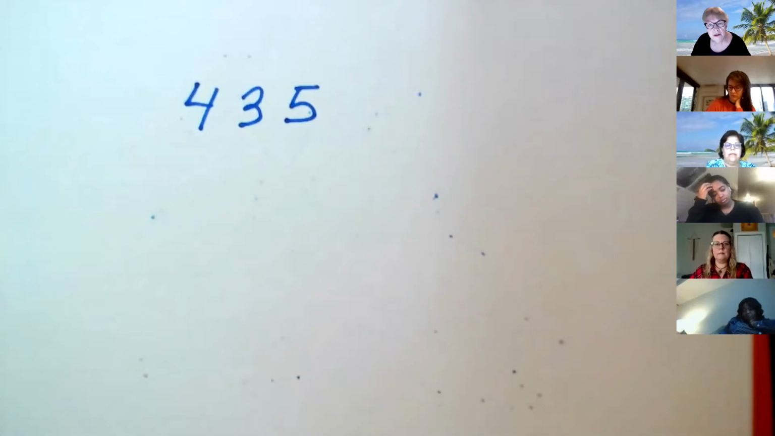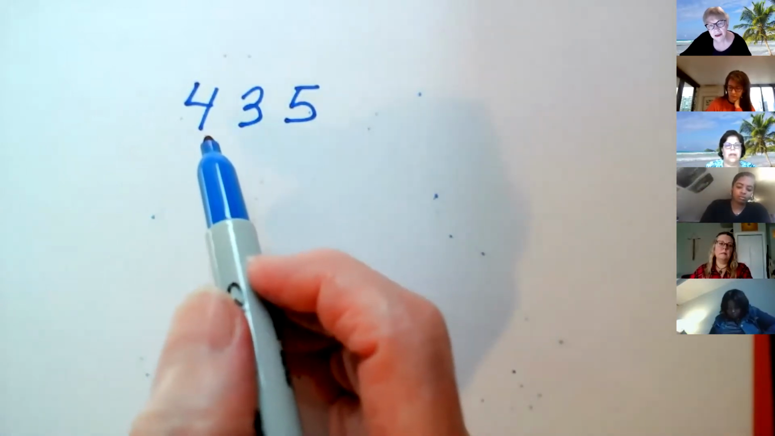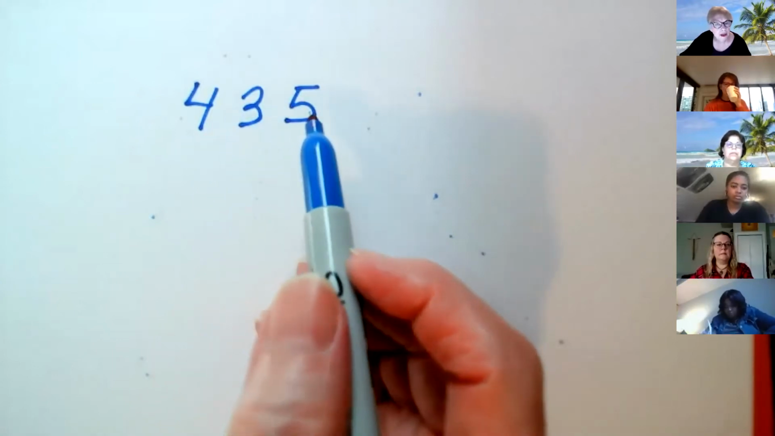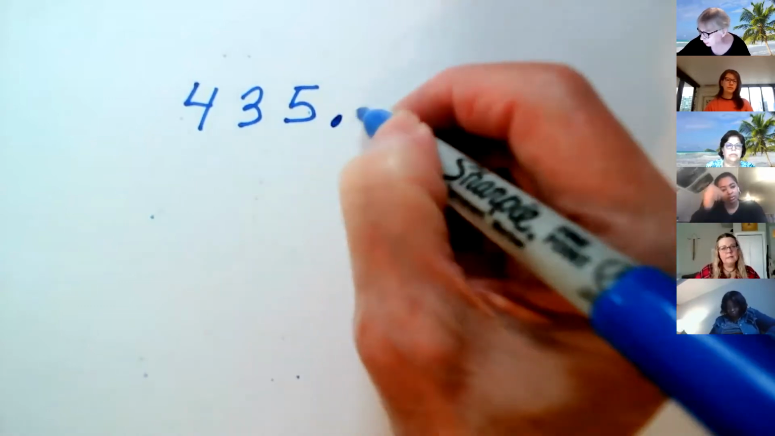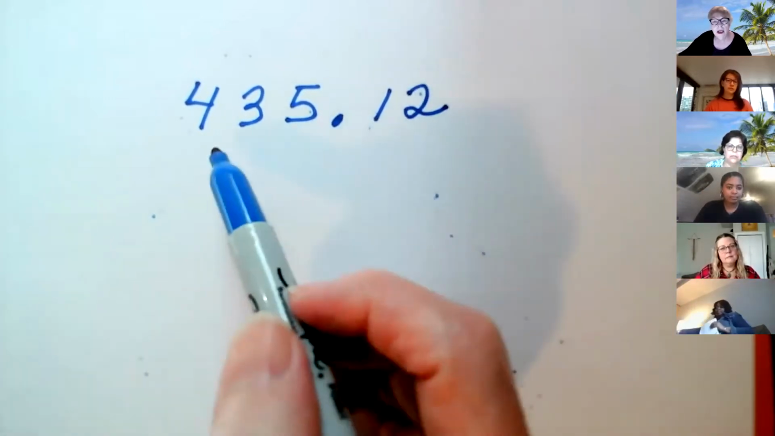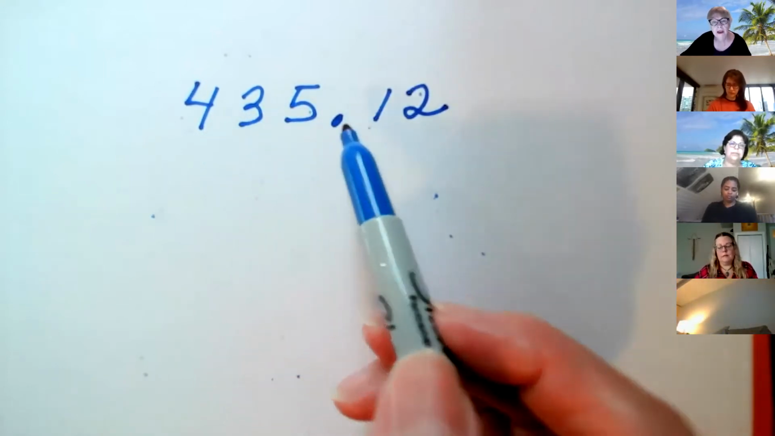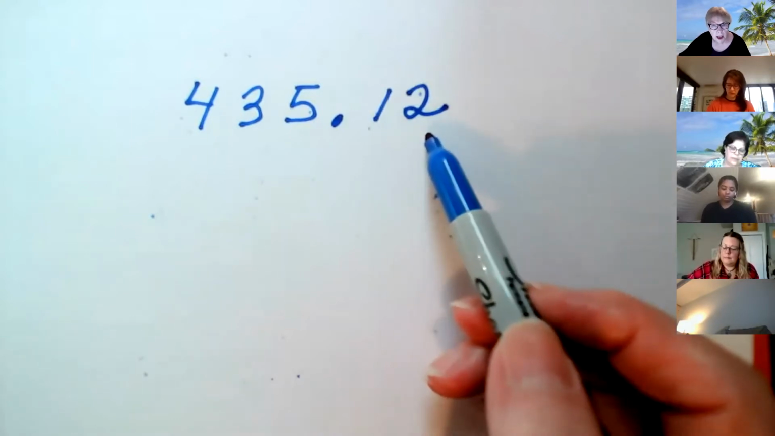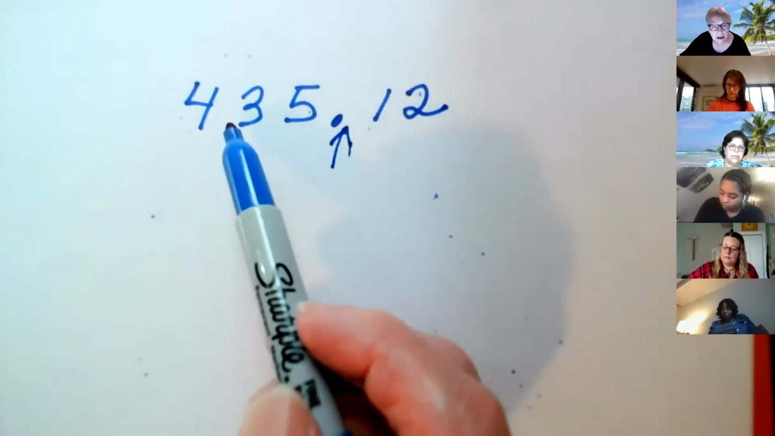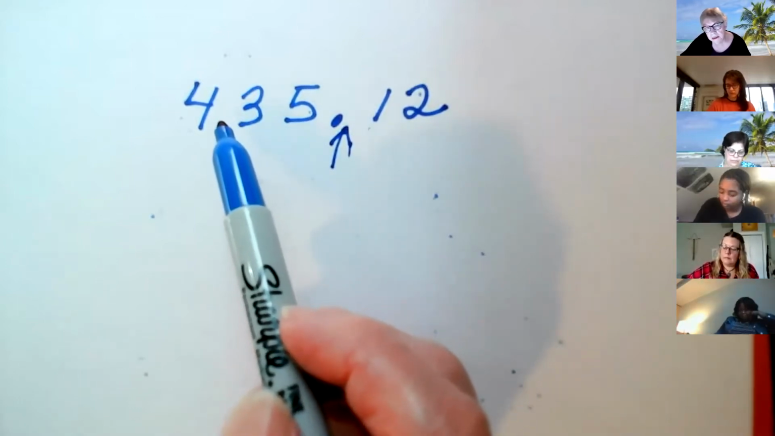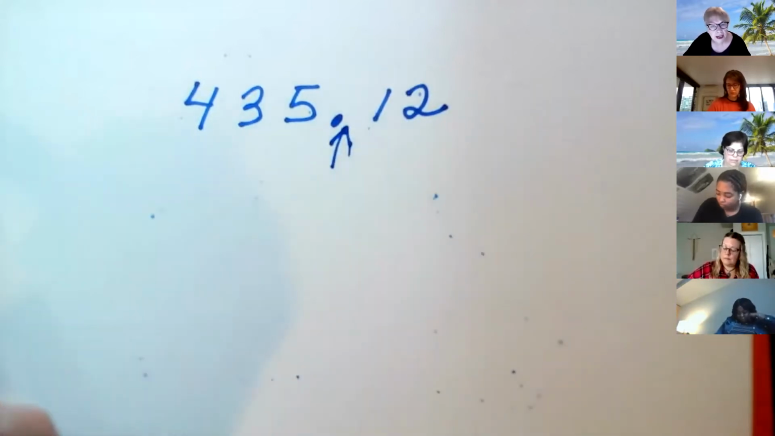Okay, 435. So people sometimes say 400 and 35. No, it's 435 without an and. So this is now 435 and 12 hundredths. So I can only have the word and once. Because every time I say the word and, it means decimal point. So I can only have it at the decimal point, forget it everywhere else.